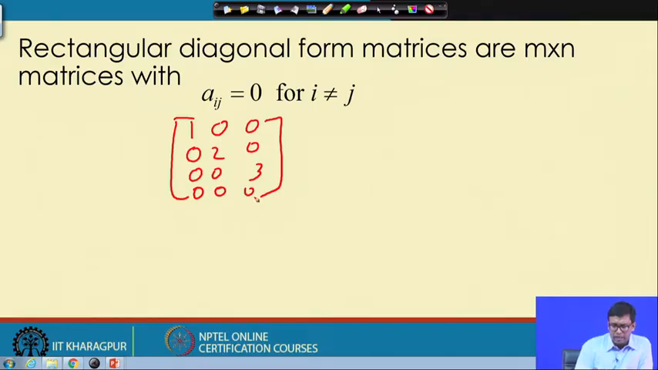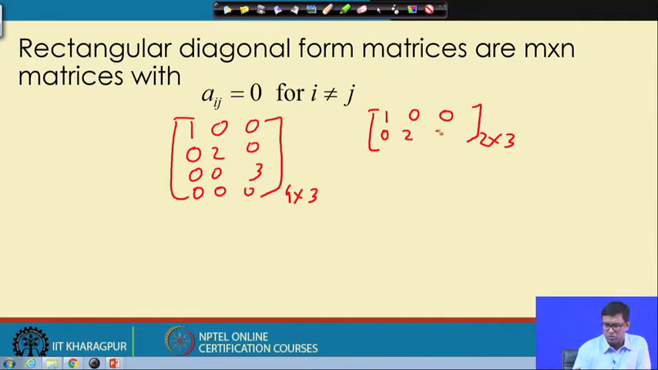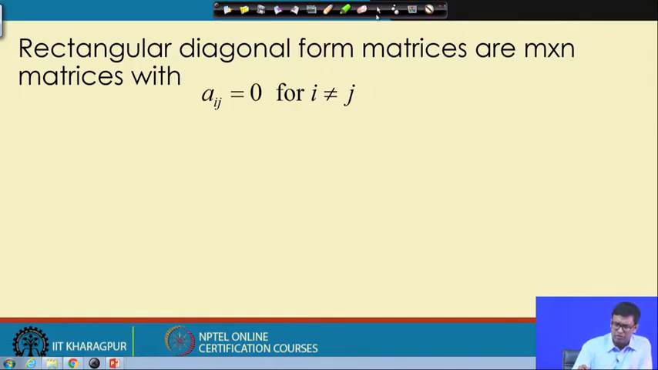So, this matrix has more rows than columns. Any row beyond the maximum column index should have all zeros for this form. Similarly, if we have a 2 by 3 matrix, 1 0 0, 0 2 0, this is also of diagonal form, and any column beyond the maximum row number should have all 0 entries here. So, these are a few of these definitions.